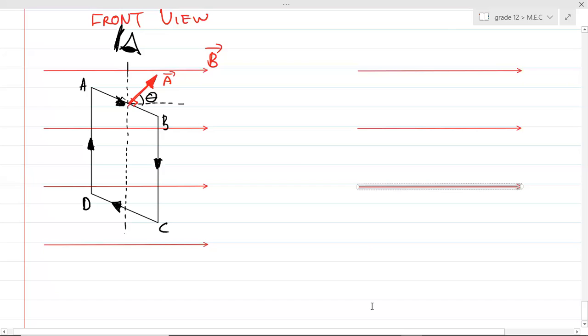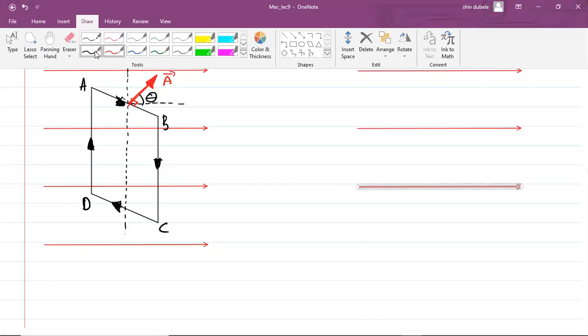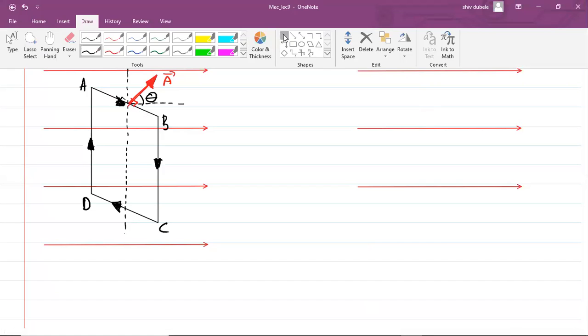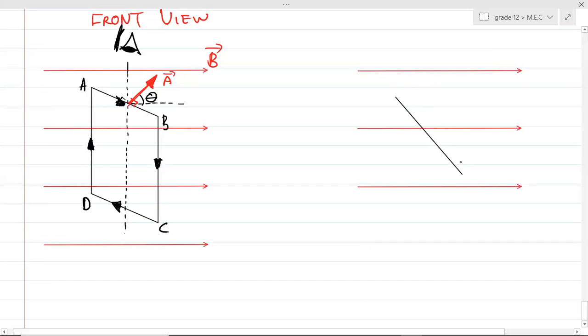Now, when you are seeing from the top, you will be seeing only the wire AB, which is at an angle theta. Yes or no? So basically, you will be seeing only this wire AB, and the current in the wire will be going from A to B. The current in the wire from D to A is coming out of the plane.